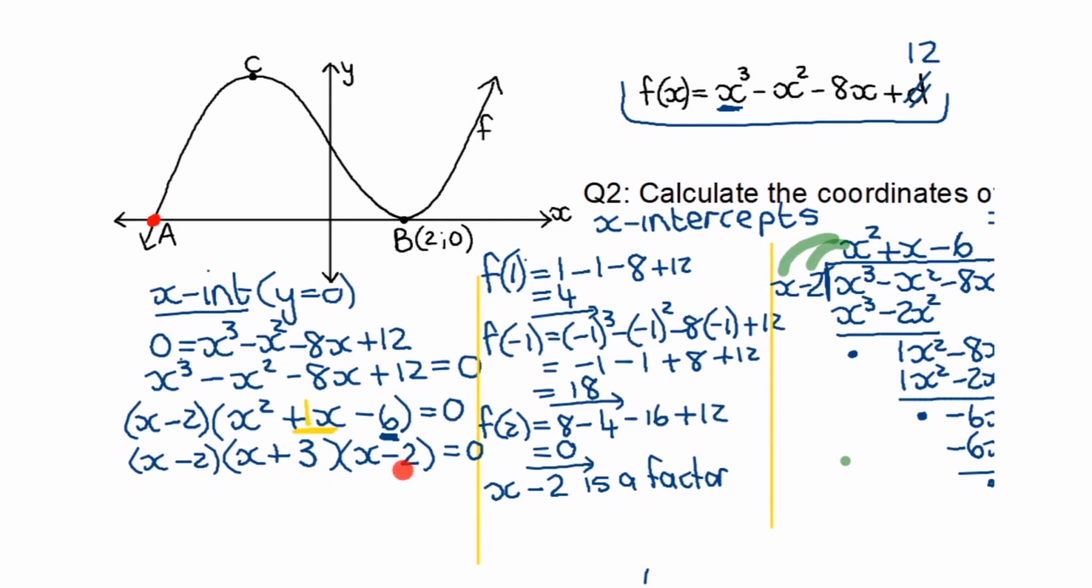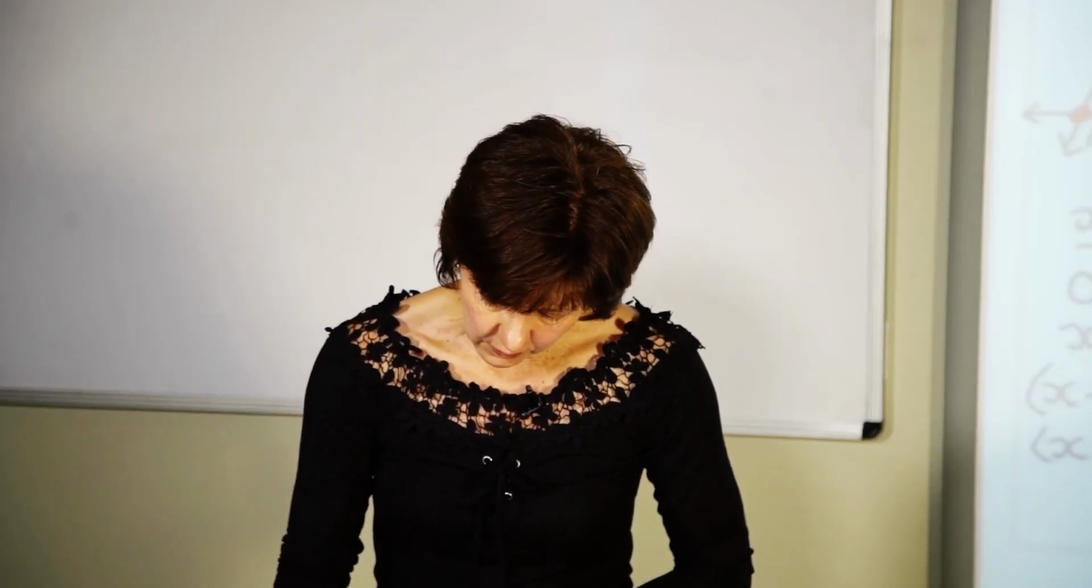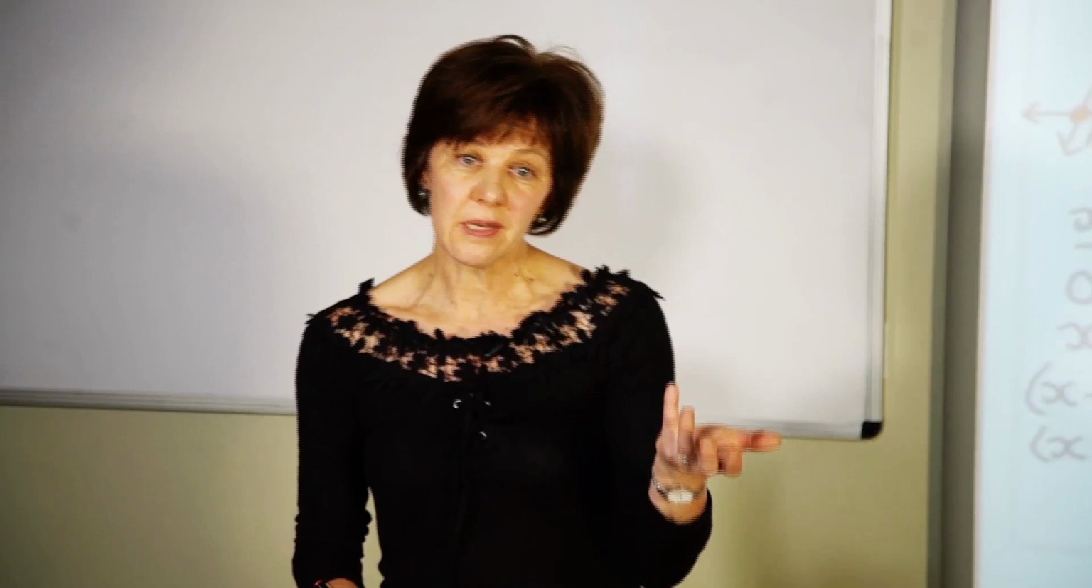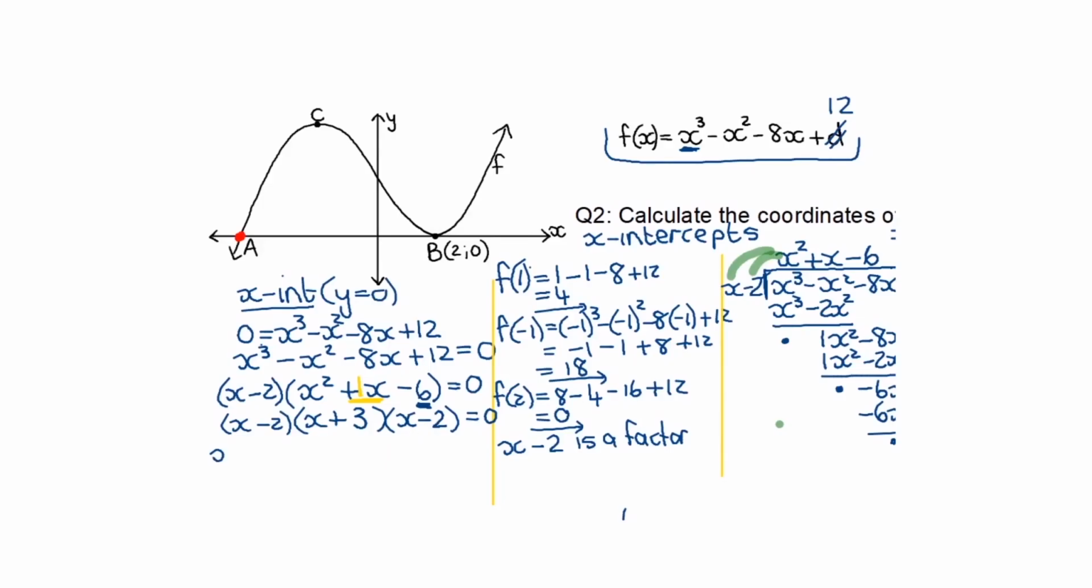Plus 3 minus 2 will give me the plus 1x that I want there in the middle, which means one bracket is 0, or the other bracket is 0, or the other bracket is 0, which means x is 2, or x is negative 3, or for the last bracket x will be equal to 2.